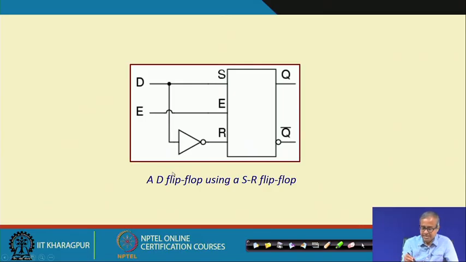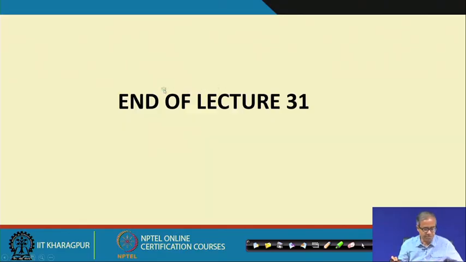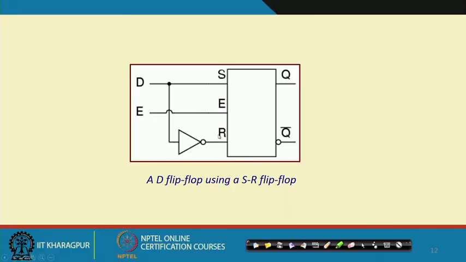Just as I mentioned in the diagram, if you have an SR latch available with you, you can construct a D latch just by using a NOT gate. D you apply directly to S, and with a NOT you apply it to R. Of course, we shall see later how any arbitrary kind of flip flop or latch can be converted to another type. But in this lecture, we stop here, and in our next lecture we shall look at other kinds of designs of latches and flip flops, what their characteristics are, and how they can be converted from one form to the other. Thank you.